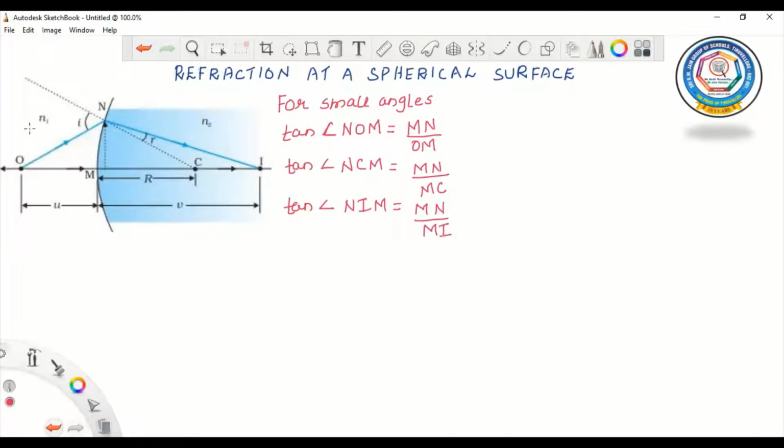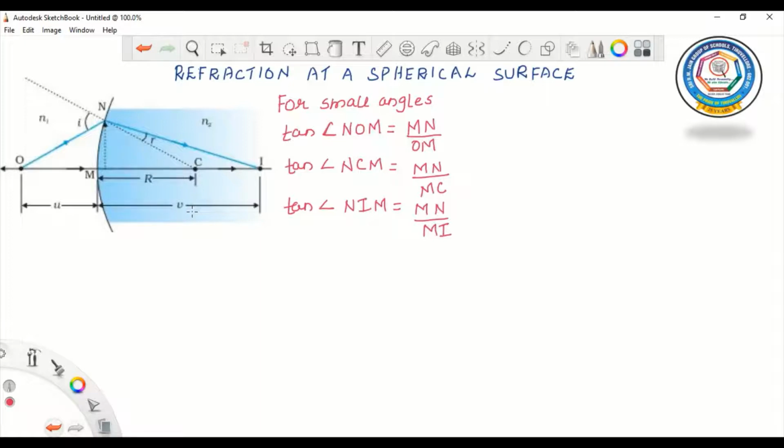Here N1 is the refractive index of this medium and N2 is the refractive index of this medium, C is the center of curvature and R is the radius of curvature. And all of you are familiar with what the object distance and image distance are. U is the object distance and V is the image distance.